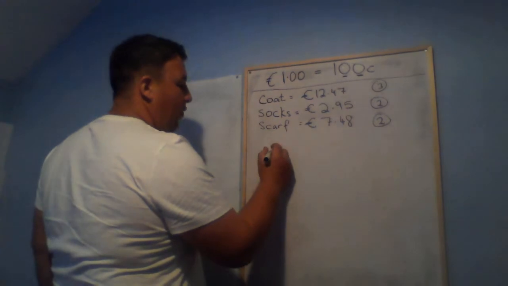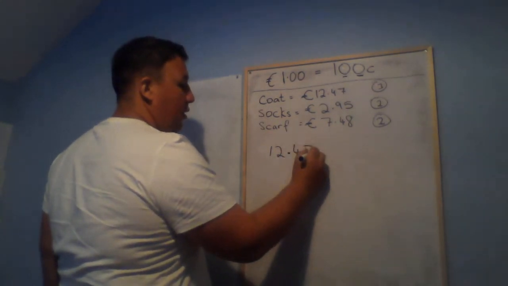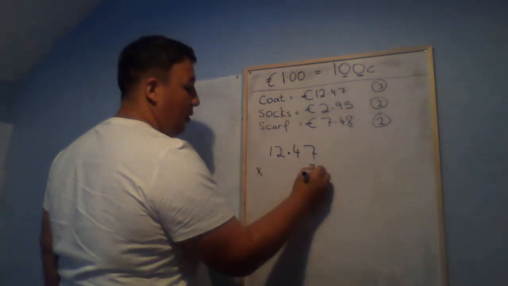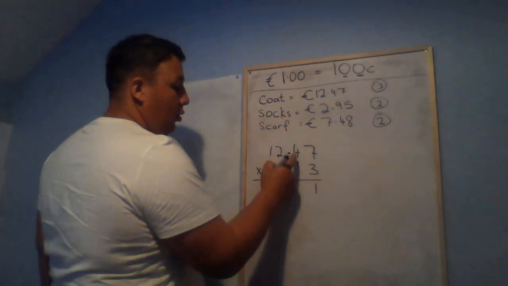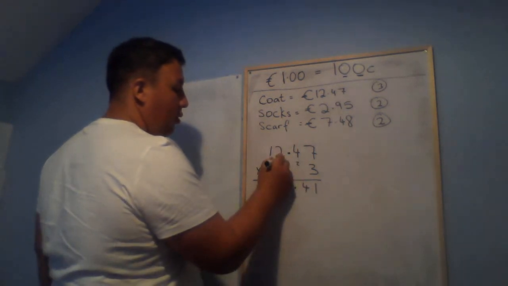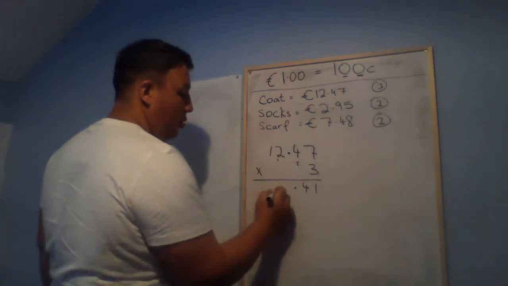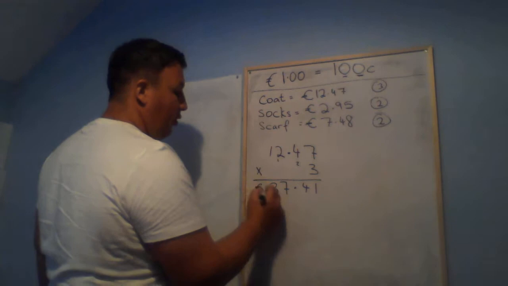So we have our coat first of all, 12.47. We're going to multiply that by 3. 3 sevens are 21. 3 fours are 12 plus 2 is 14. Decimal point. 3 twos are 6 plus 1 is 7. And 3 ones are 3. Okay, that's for our coat.